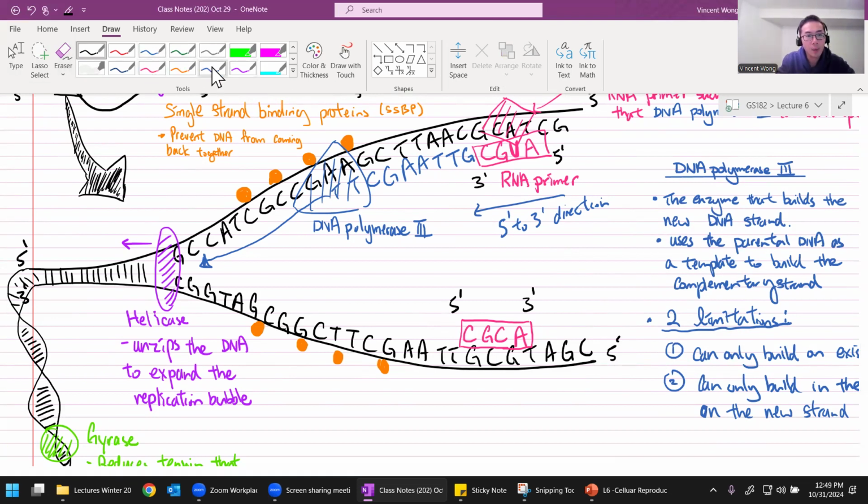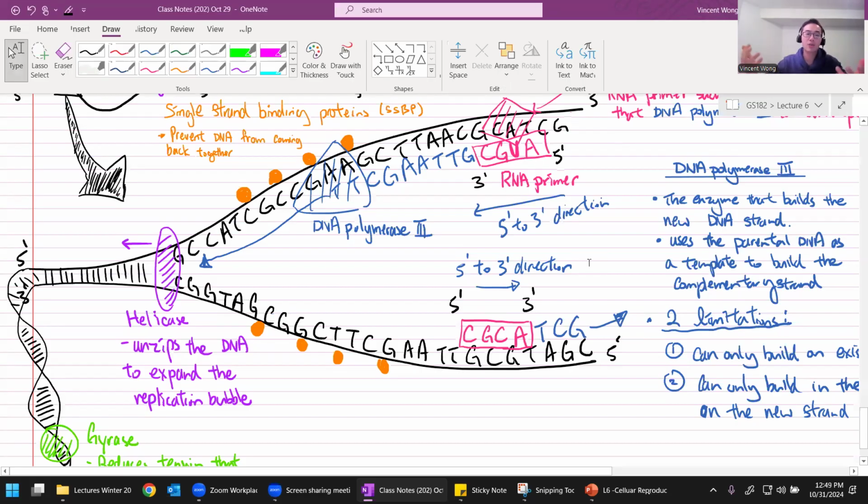So once again, because of how the enzyme works, there's no why, it's just the way it is. So 5 prime to 3 prime direction. That means we're going to start building towards the right this time, right? T, C, and G. Okay.